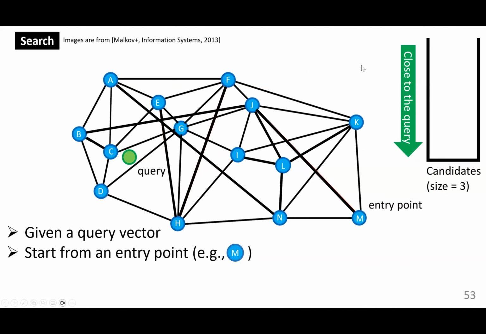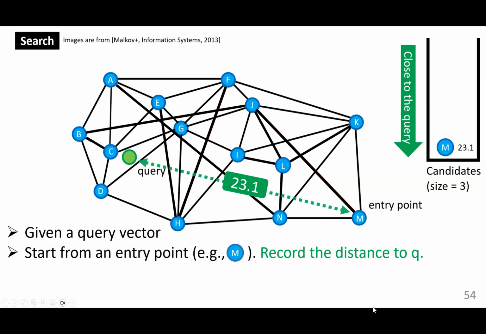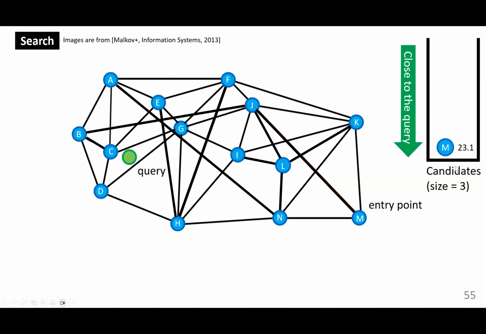We start from some entry point. In this case, we decide the entry point is M here. Then we first record the distance to the query. We can just simply take the L2 distance between this one and the query, and the result is, let's say, 23.1. Then we put this information into the candidate. So the current candidate is M, and the distance is 23. Okay, this is the starting point.